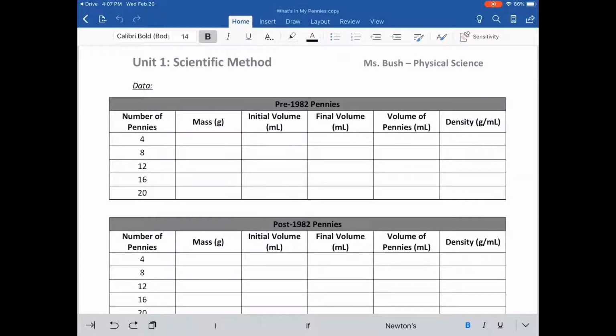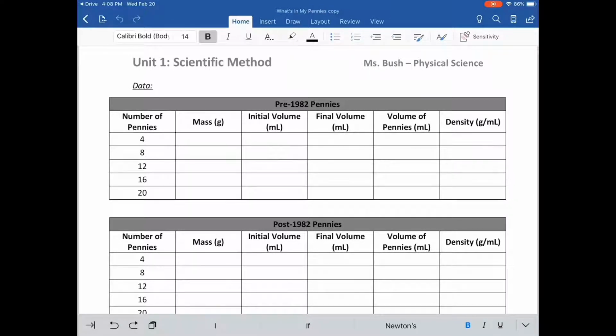Write down the volume that you have in milliliters. If you're using a liquid measuring cup and it doesn't have milliliters, write down what units you're using instead. So then after you've written down the initial volume, put your pennies in there in the increments, starting with 4, then doing 8, and writing what the volume is now with the pennies in there.